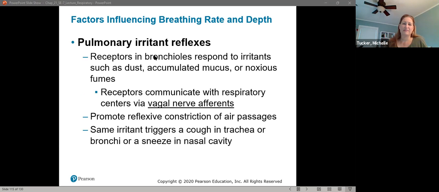See, pulmonary irritant reflex. Receptors are going to respond to things like dust and accumulated mucus, and this is going to trigger either a cough or a sneeze.